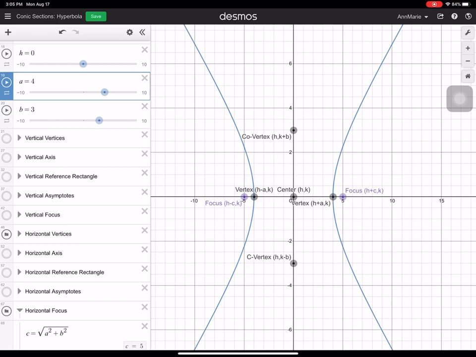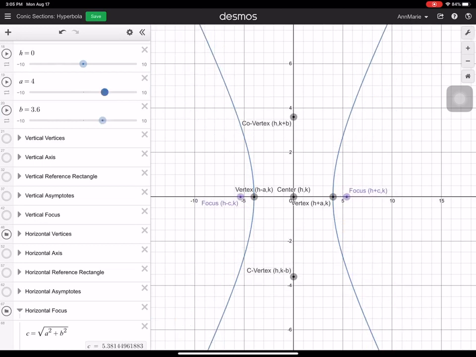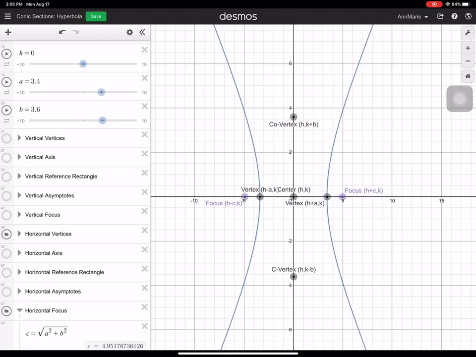One thing to notice is that with hyperbolas, the vertex is between the focus and the center. So your A is always going to be smaller than your C. And that's true no matter what your hyperbola looks like, okay? And that's true for both vertical and horizontal.